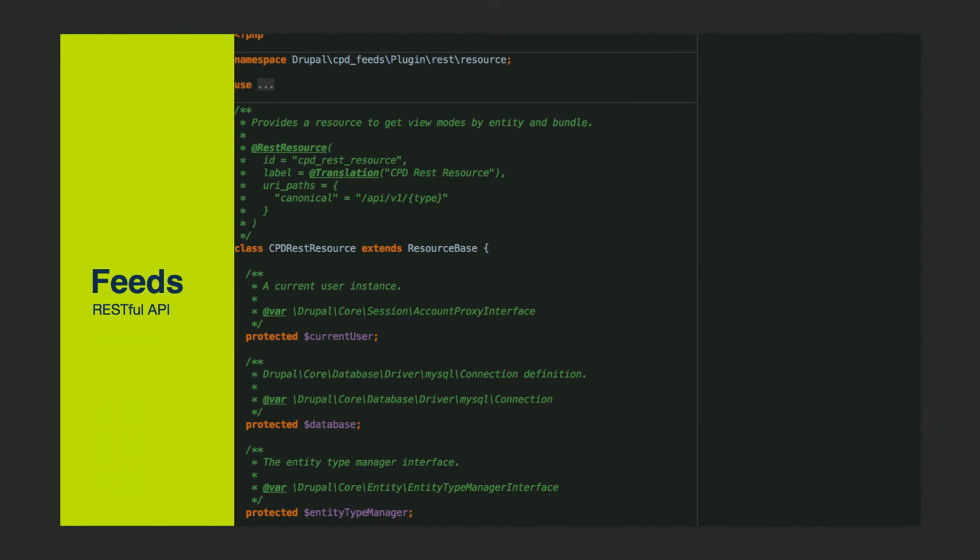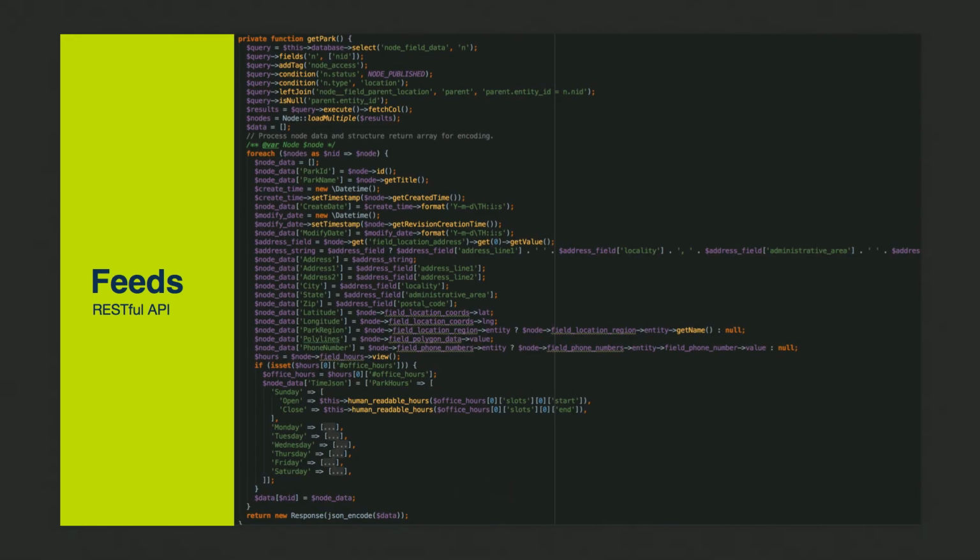And you extend the resource-based class provided by the RESTful Web Services module, and you can have a bunch of code that loads up all your data, and you return a Symfony response object, and you have a REST feed. It's pretty easy. Looks easy, right?